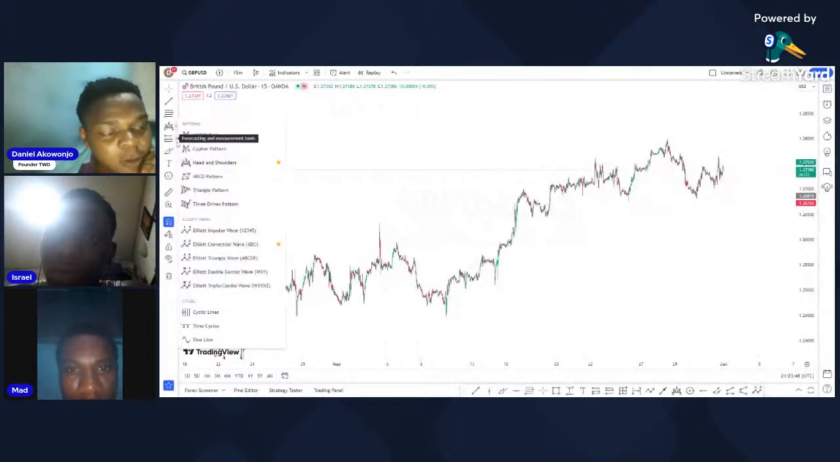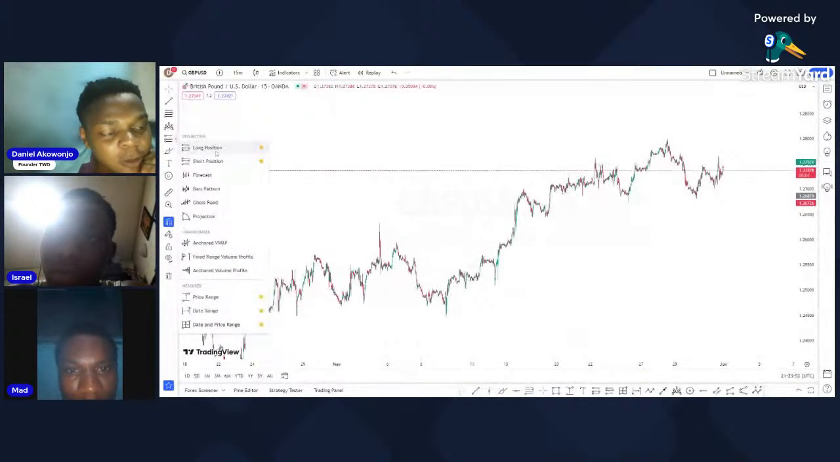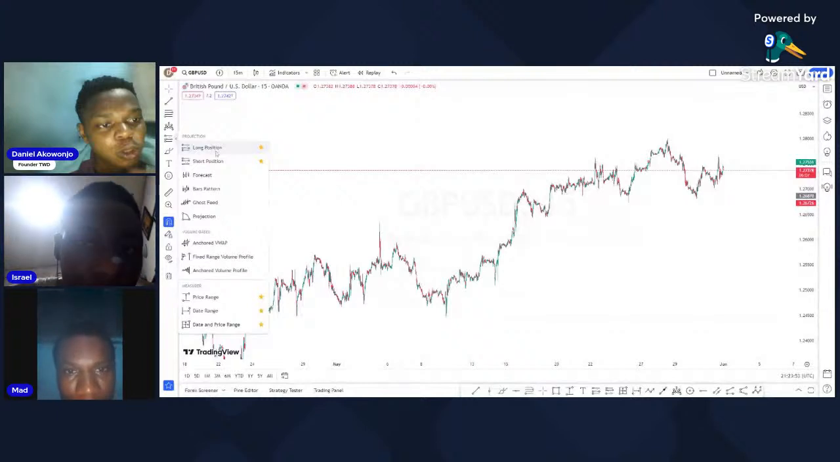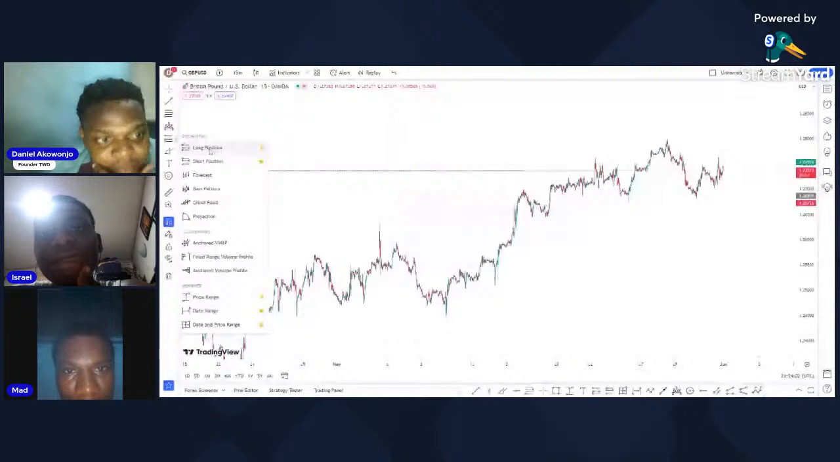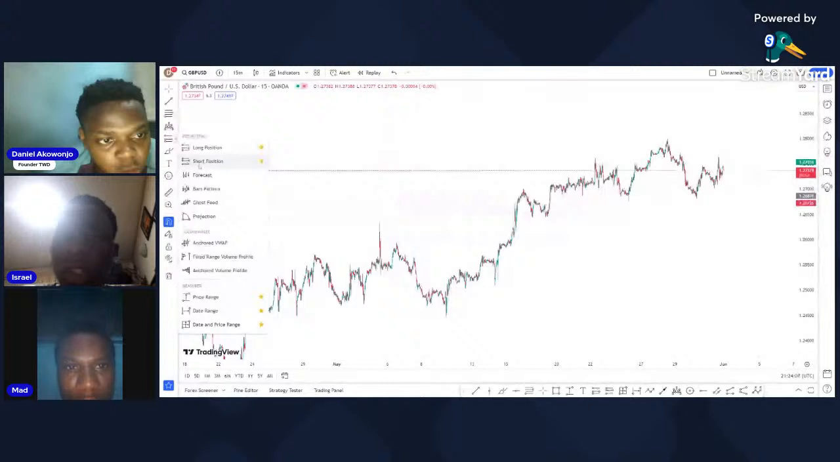Then the next one you also want to look out for is the forecasting and measurement tool, which is the fourth or the fifth one here. This shows you if you want to go in for a buy, going long. If you want to choose a long position; if you are going to sell, it means you want to click on short position. You understand? You need these two things.